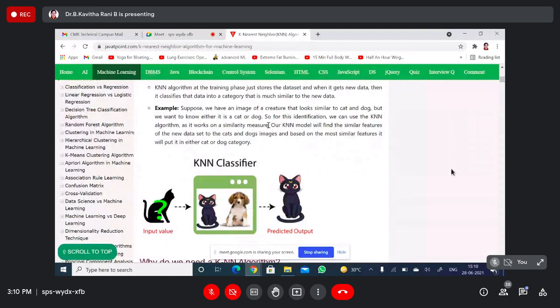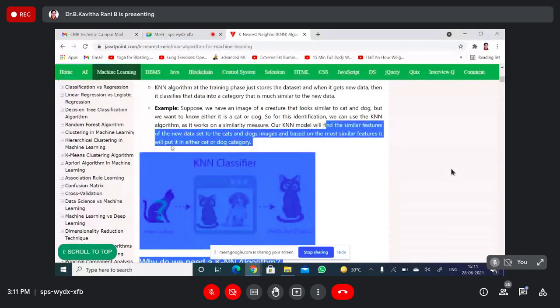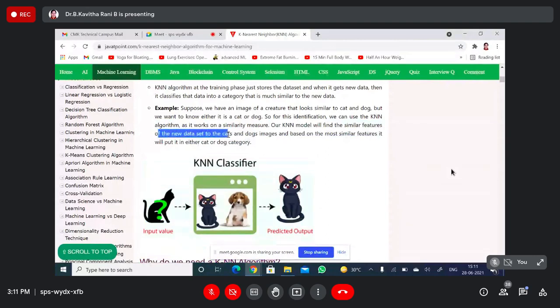So you see here, suppose we have an image of a creature that looks similar to a cat and a dog, but we want to know whether it is a cat or a dog. So for this identification, we can use the KNN algorithm and it works on a similarity measure. So we will be using KNN for similarity measure. Our KNN model will find the similar features of the new data set to the cats and dogs images, and based on the similarity features, it will put it in either the cat or dog category.